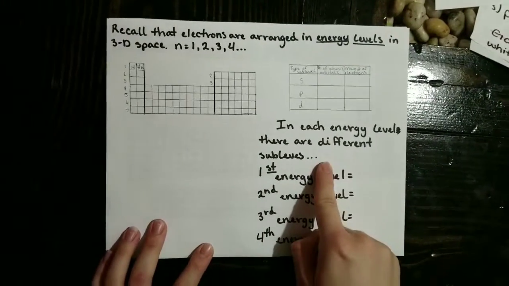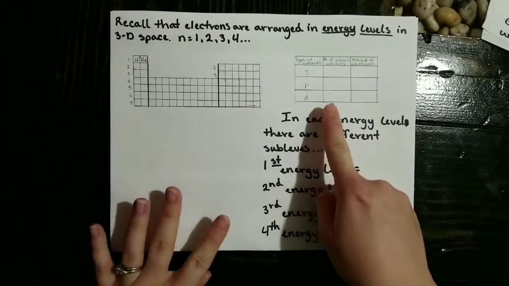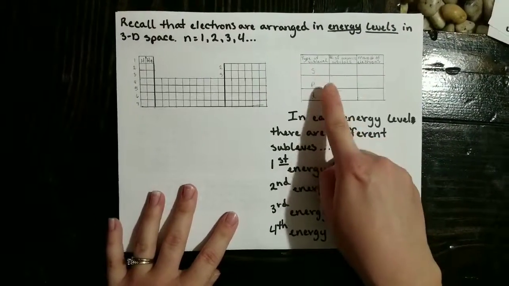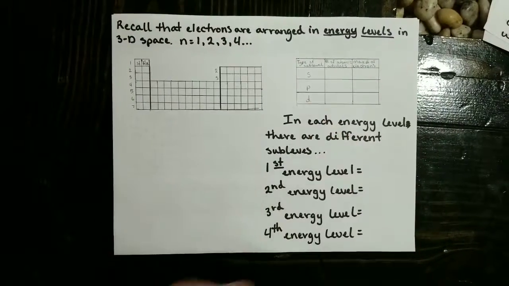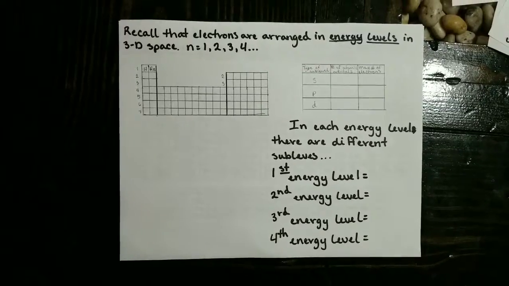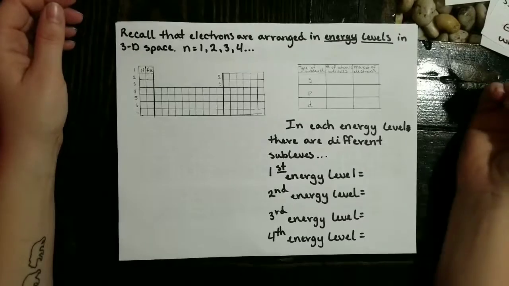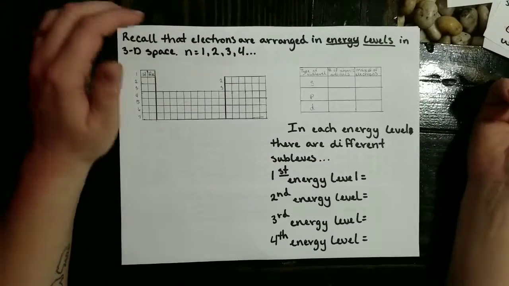In each energy level, there are different sublevels. Yesterday we talked about 4 different sublevels. We talked about the s sublevel, the p sublevel, and the d sublevel. We also talked about the f sublevel, but we won't be talking about that level anymore for this unit. Just know that the f sublevel exists. We don't deal with it.